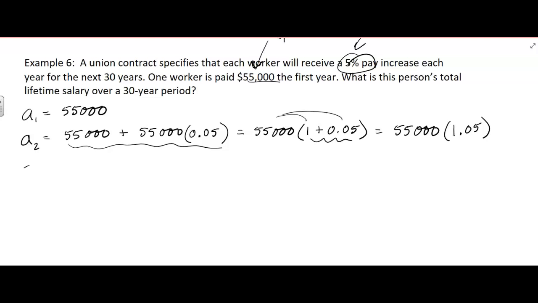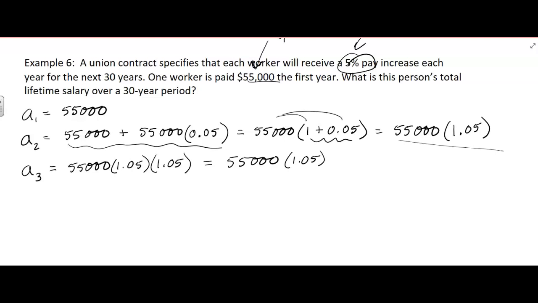Okay? So what's going to happen in the third year? Well, you're going to take what you made in the second year, and you're going to multiply by another 1.05, which is the same thing as 55,000 times 1.05 squared. So hopefully you can kind of see what's happening here. You're going to keep multiplying by 1.05. That's going to be your r. So r is going to be 1.05.